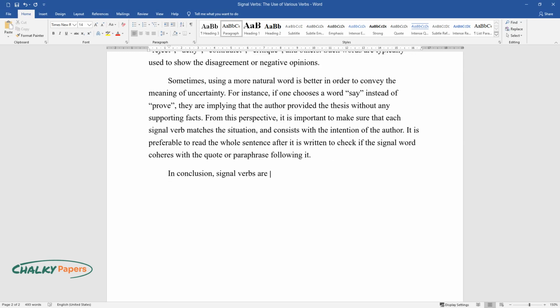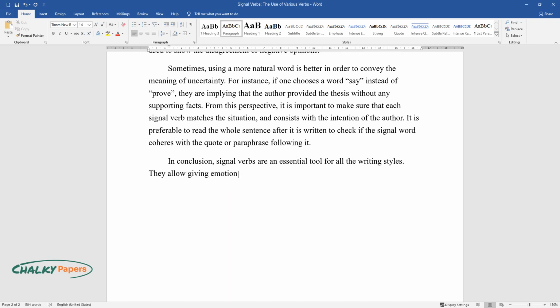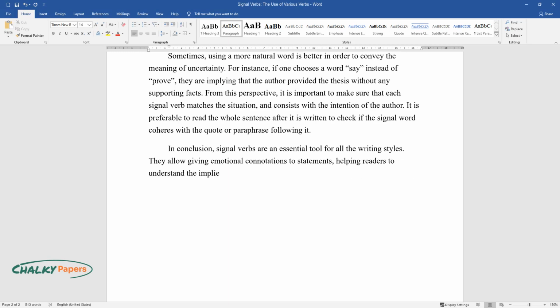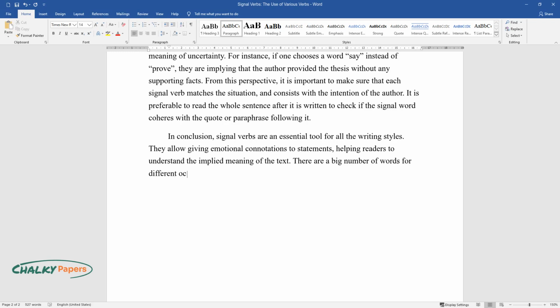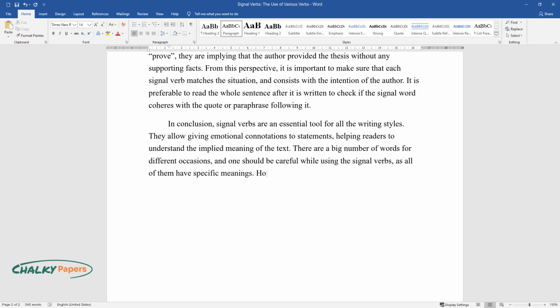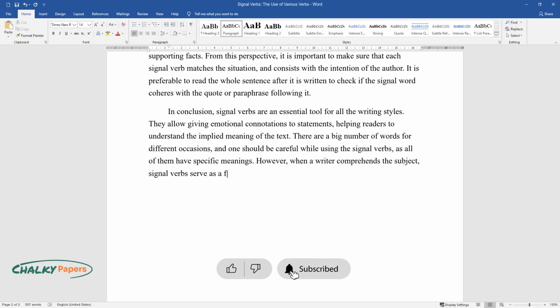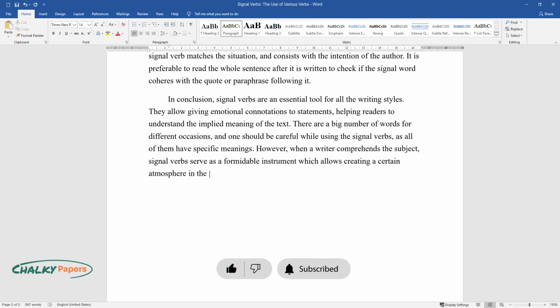In conclusion, signal verbs are an essential tool for all writing styles. They allow giving emotional connotations to statements, helping readers to understand the implied meaning of the text. There are a big number of words for different occasions, and one should be careful while using the signal verbs, as all of them have specific meanings. However, when a writer comprehends the subject, signal verbs serve as a formidable instrument which allows creating a certain atmosphere in the text.